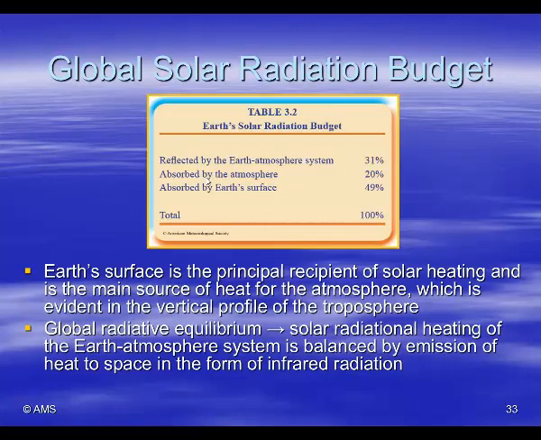So energy comes in from the sun. Some of it's reflected by the Earth's atmosphere system. That's about 31%. About 20% is directly absorbed by the atmosphere. So about half of the energy, about 49%, hits the Earth's surface. Some of the energy is reflected right away. A small portion is absorbed by the atmosphere. Most of it hits the Earth's surface, the Earth warms, and re-radiates out energy.